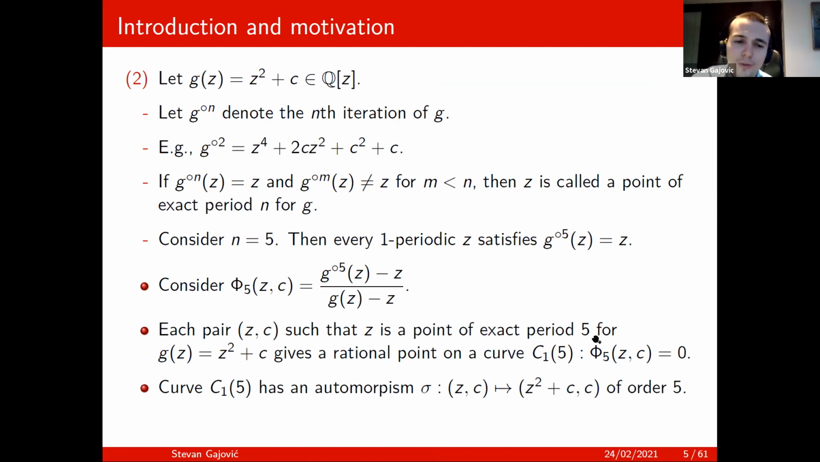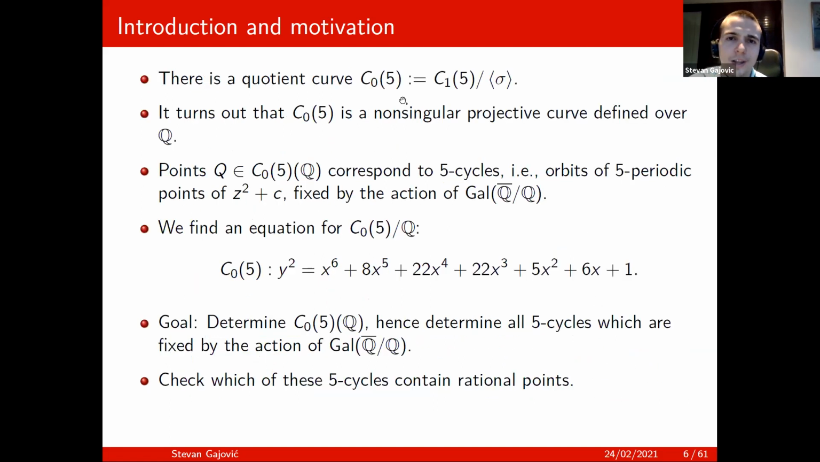And then we want to identify all periods together to decrease the genus of our curve, and then we consider a curve that has significantly smaller genus 2. So we define a quotient curve where we identify all points in the same orbits. And then C naught of 5 is a nice curve.